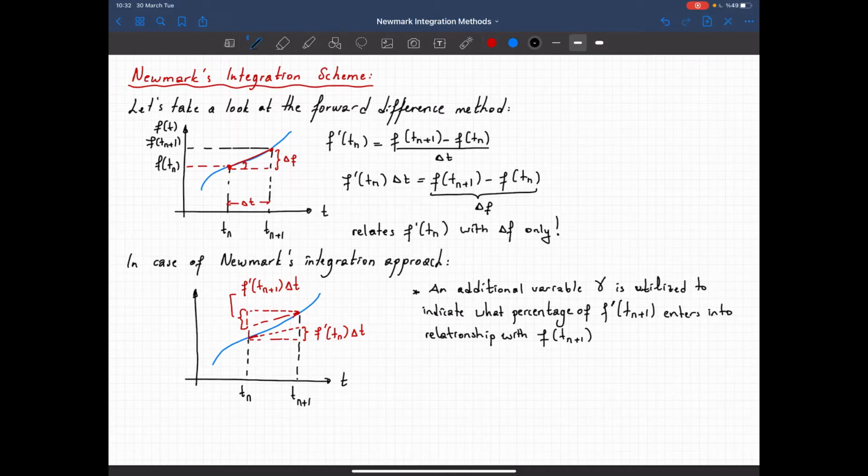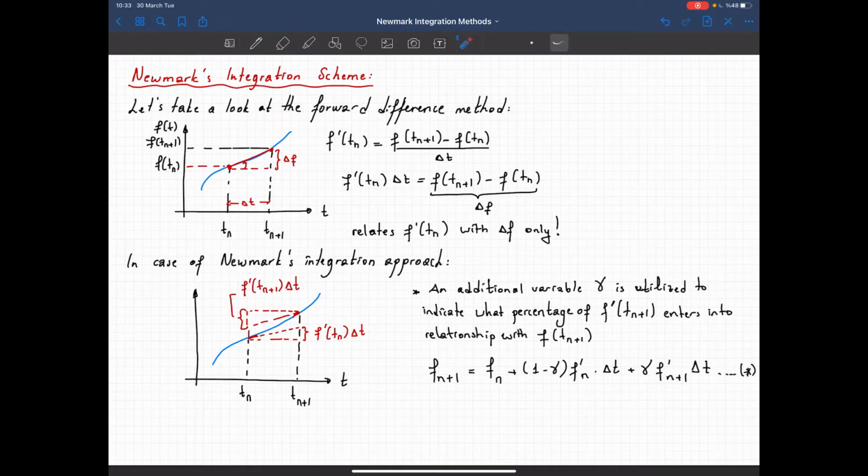So he has written the following equation: f n plus 1, instead of showing Tn plus 1 I just say n plus 1, is equal to f n minus gamma f prime n multiplied by delta t plus gamma f prime n plus 1 delta t. Okay, so that's, call it equation star.